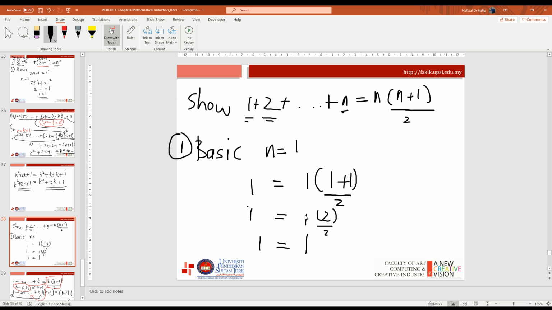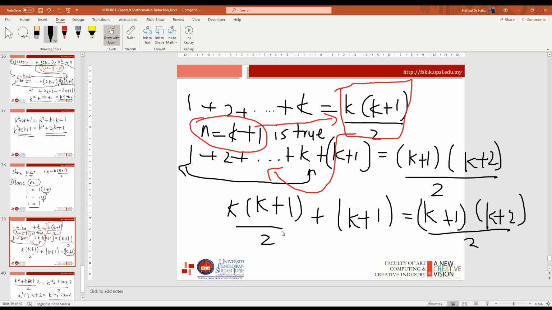Okay, and then this one is another example. 1 plus 2 plus dot dot dot plus n is equivalent to n times (n plus 1) divided by 2. Basic is n equivalent to 1. Okay, it is basically natural numbers. Finally, we got the same here.